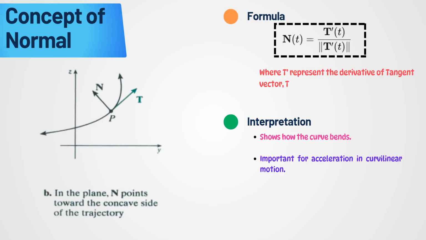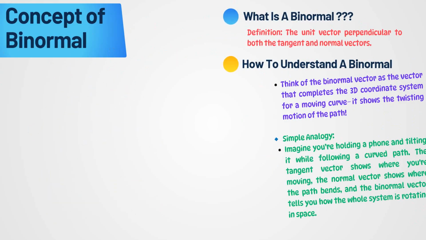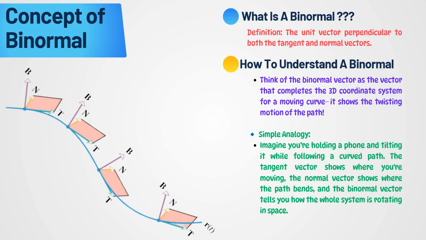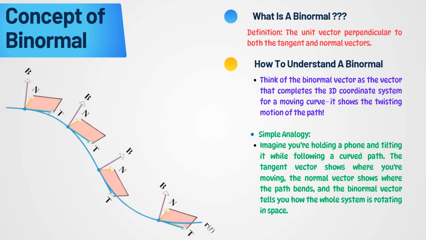Interpretation. It shows how the curve bends. It is important for acceleration in curvilinear motion. Finally, we have come to the concept of binormal. What is a binormal? Definition: the unit vector perpendicular to both the tangent and normal vectors.